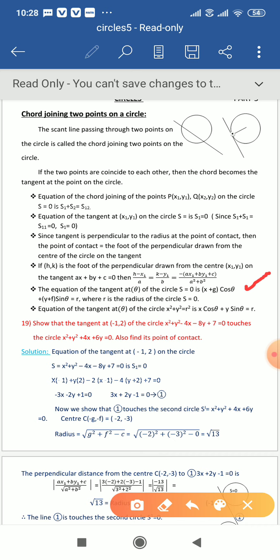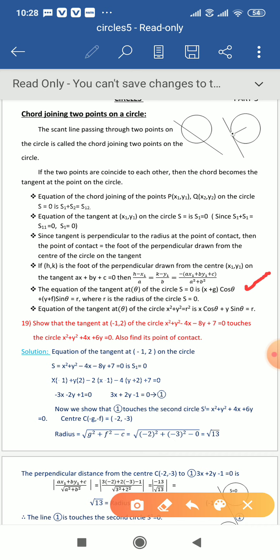Now we have another formula to find the equation of the tangent. First of all, you know the equation of tangent with the slope m, that is y + f = m(x + g) ± r√(1 + m²). That is the equation of tangent with the slope m.